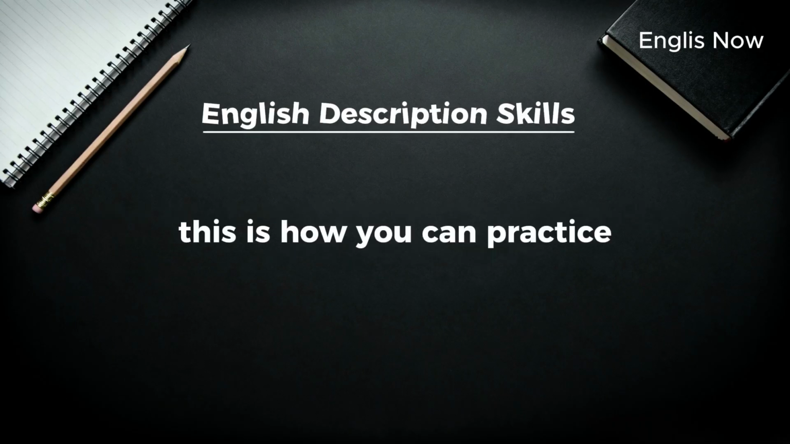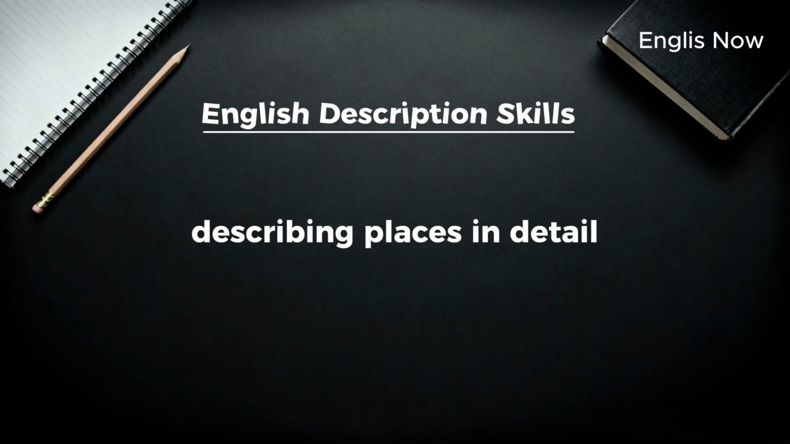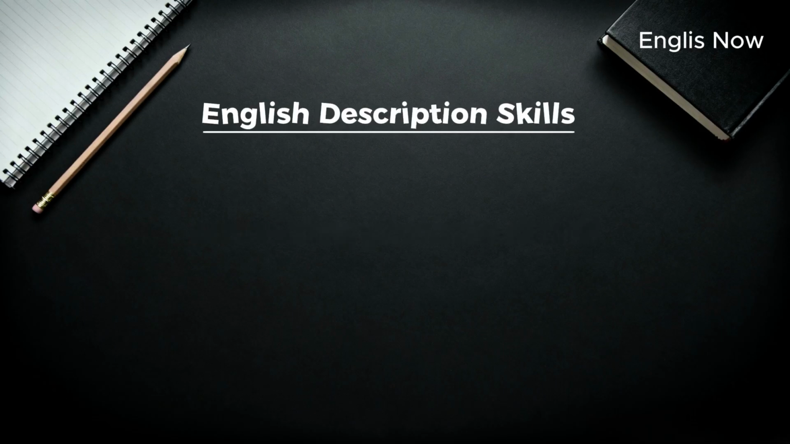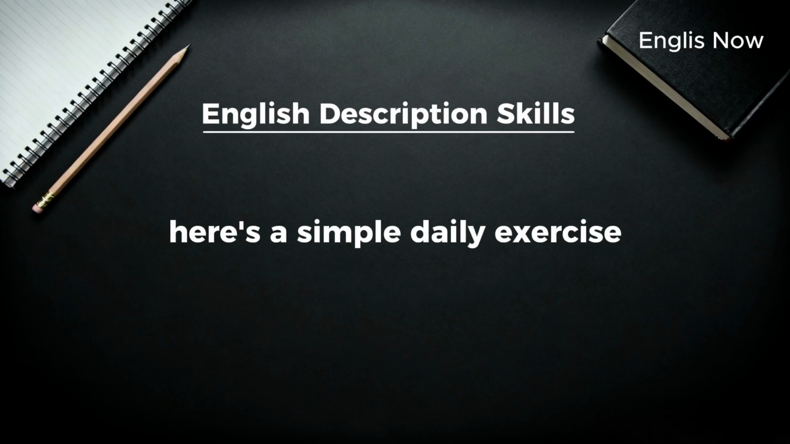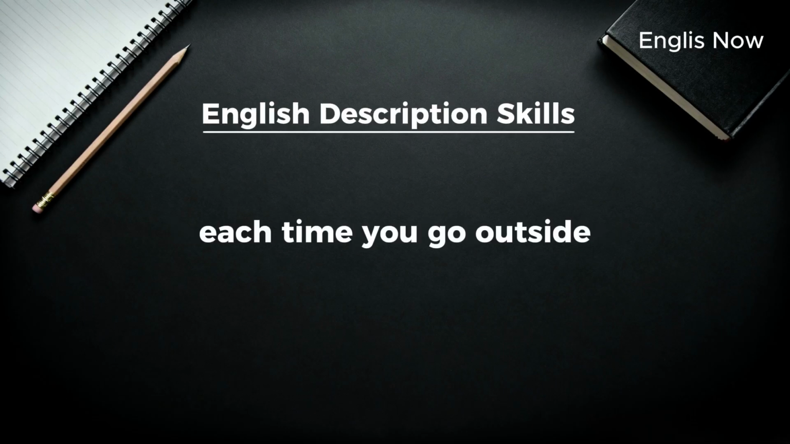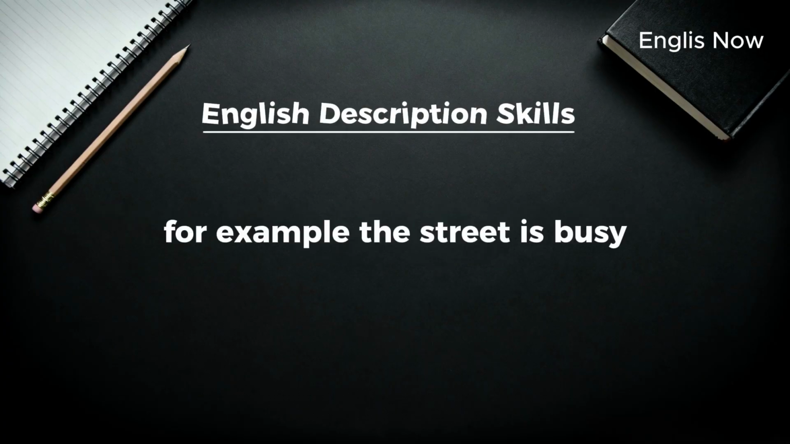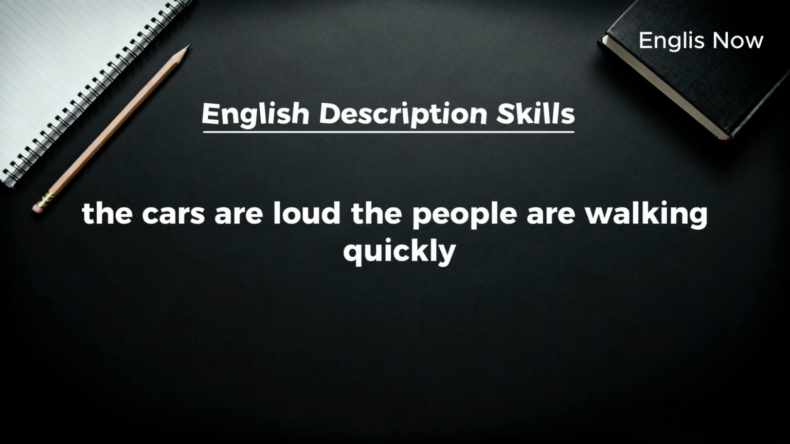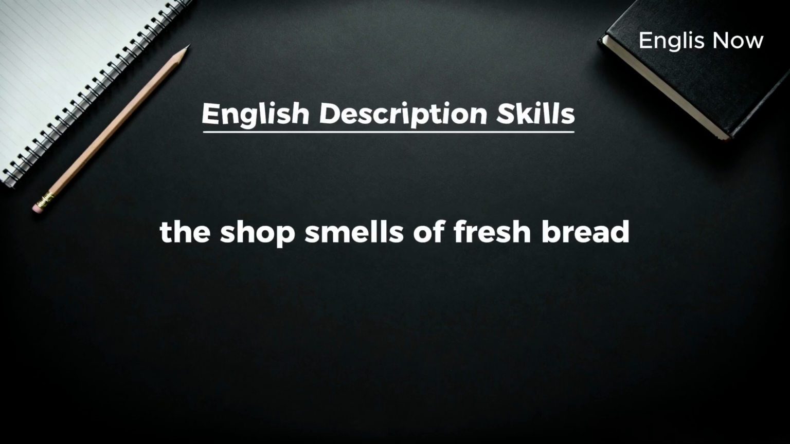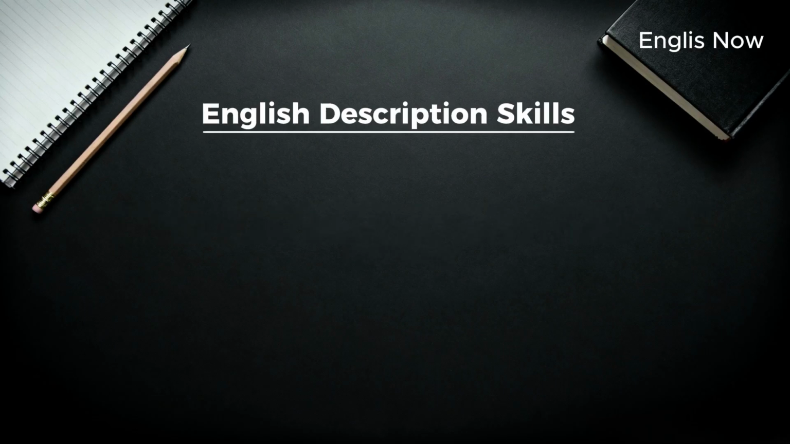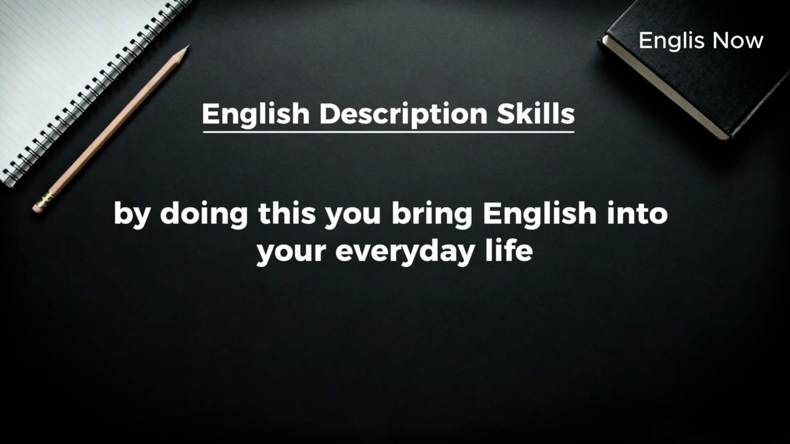This is how you can practice describing places in detail. Here's a simple daily exercise. Each time you go outside, take a short walk and describe what you see in English. For example, the street is busy, the cars are loud, the people are walking quickly, the shop smells of fresh bread. By doing this, you bring English into your everyday life.